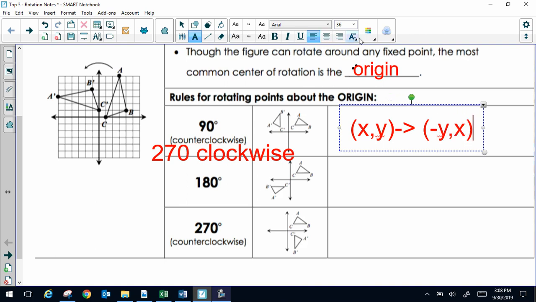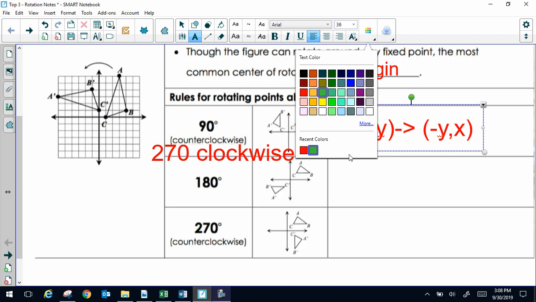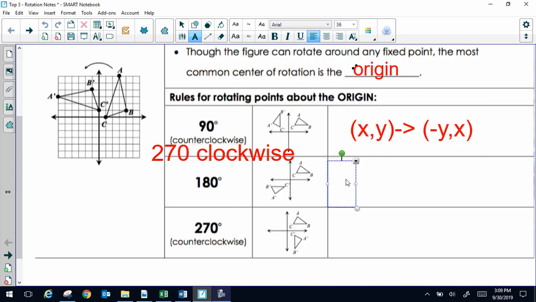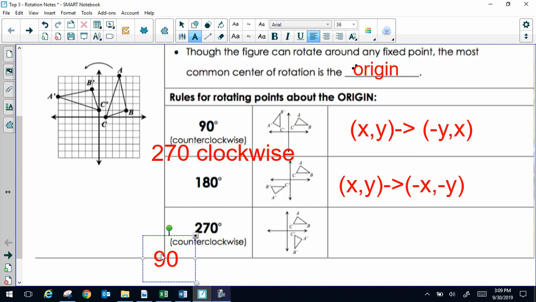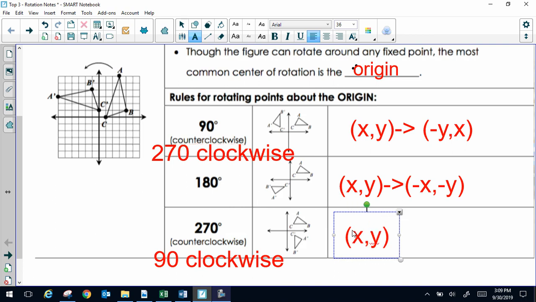When we rotate something 180 degrees, we take the xy that we currently have, and all we do in this case is we switch the x and y's sign. If we go 270 degrees counterclockwise, that is the same as going 90 clockwise. And the rule for that is take the original xy and switch them, but this time change the sign of the x value.